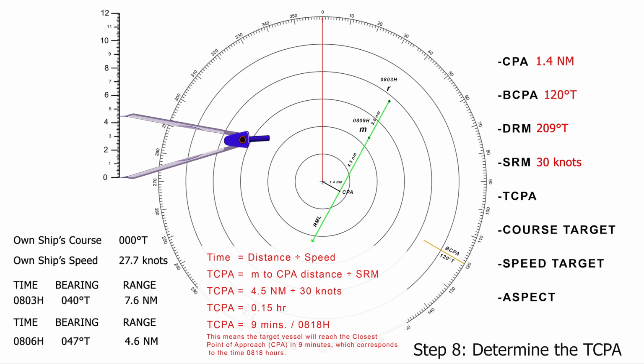Apply the formula time equals distance divided by speed. The distance is the measured distance from point M to the CPA. The speed is the SRM, or speed of relative motion, previously determined. The computed value represents the TCPA, or time to closest point of approach. This indicates how long it will take before the target vessel reaches the CPA.